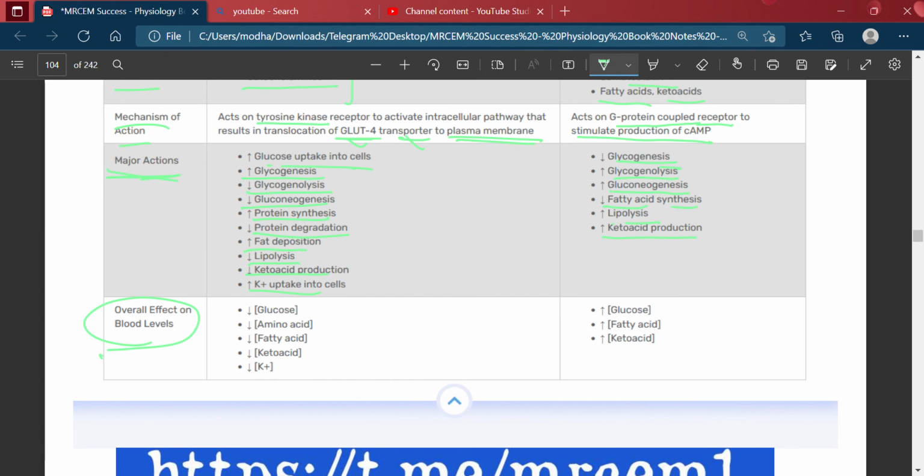And the overall effect of insulin on the blood level: decreased glucose, decreased amino acids, decreased fatty acids, decreased keto acids, and decreased potassium. Glucagon will increase glucose, increase fatty acids, and increase keto acids.